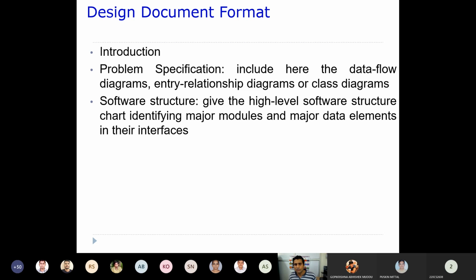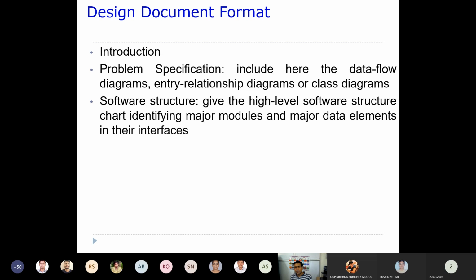So what is the objective of it? So it should introduce that. And then problem specification includes the data flow diagram, entity relationship diagram, or class diagram. So you should specify the problem in terms of data flow diagrams, or you will have ER diagrams, as I said before, or you will have class diagrams, because you're going to specify your data. So data specification can be done through all these things.